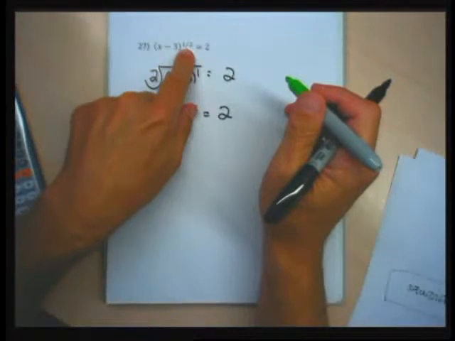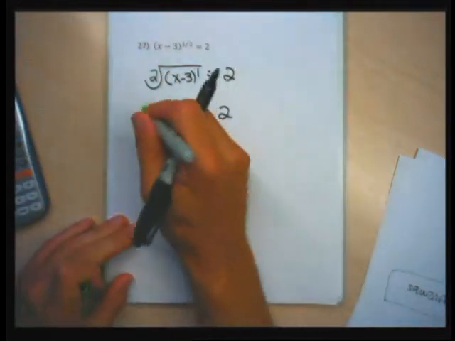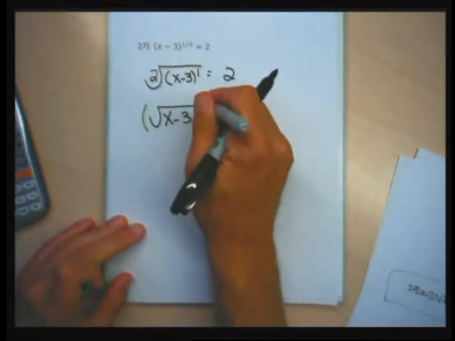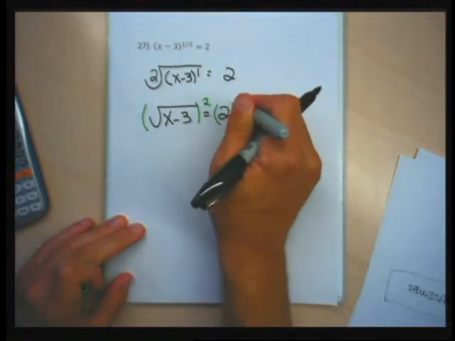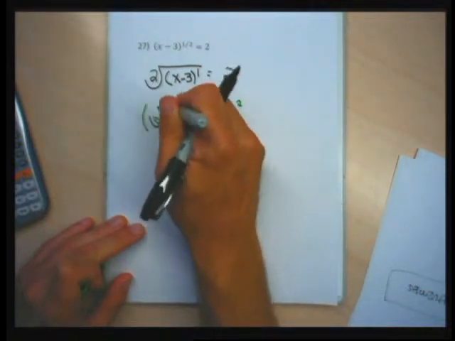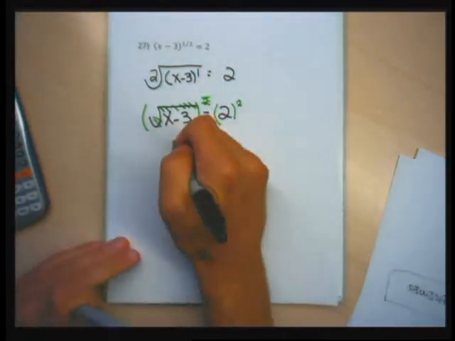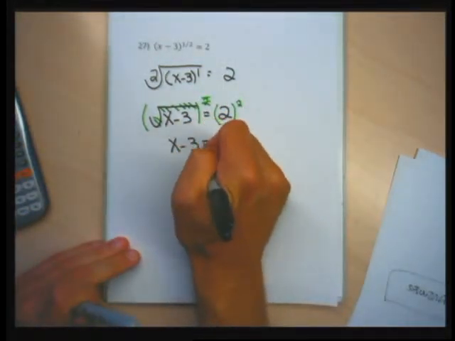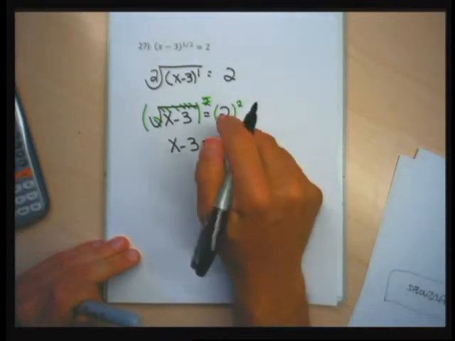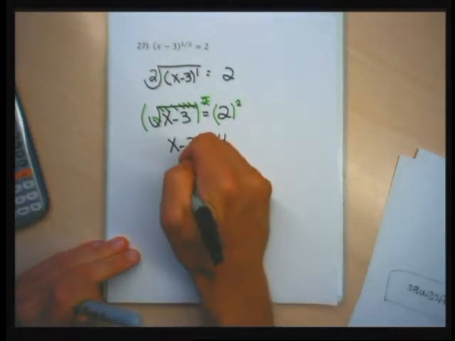Generally, I always say 1/2 power is square root, 1/3 power is cube root. And now I'm going to square both sides. On the left side, the squaring will cancel out the square root symbol, leave me with the x minus 3 that's under the square root. On the right side, 2 squared is 2 times 2, which is 4.